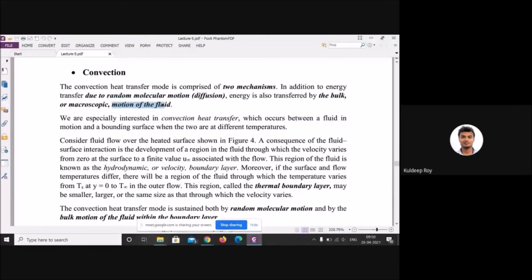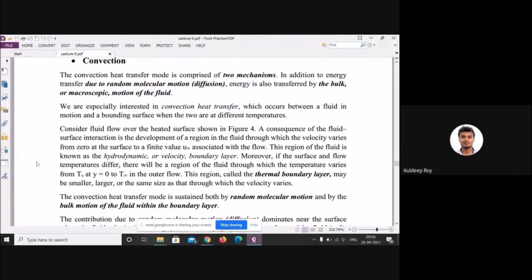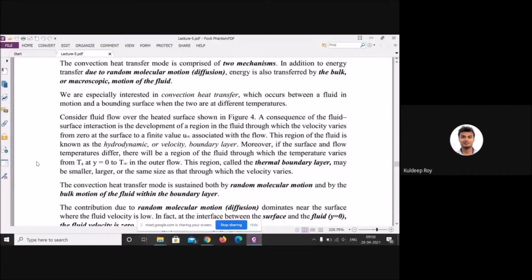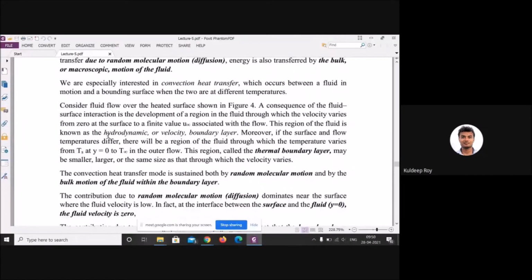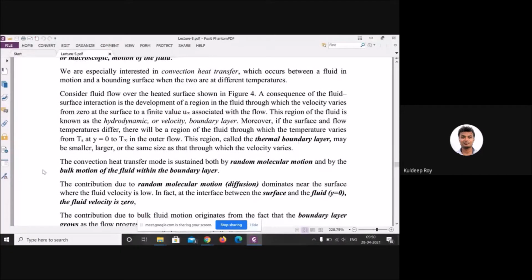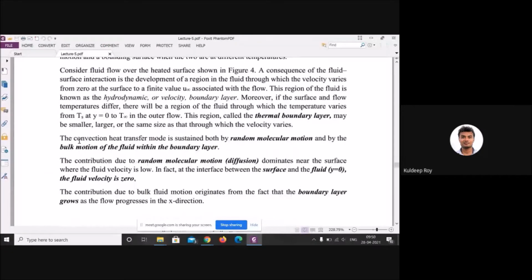Okay, now these things we have described, that is the velocity profile and boundary condition. Just go through the notes, you will get to know. Now here the convection heat transfer mode is sustained both by random molecular motion and by bulk motion of the fluid within the boundary layer.